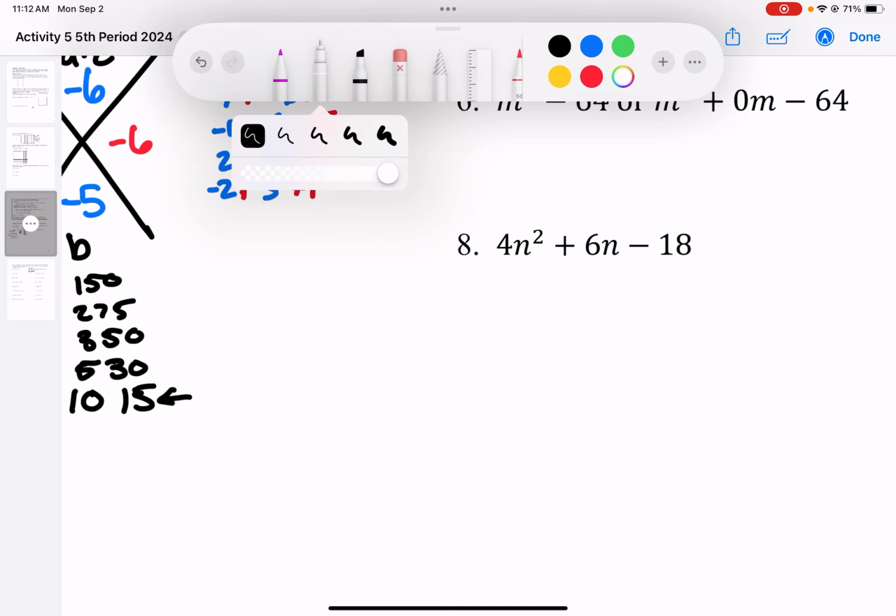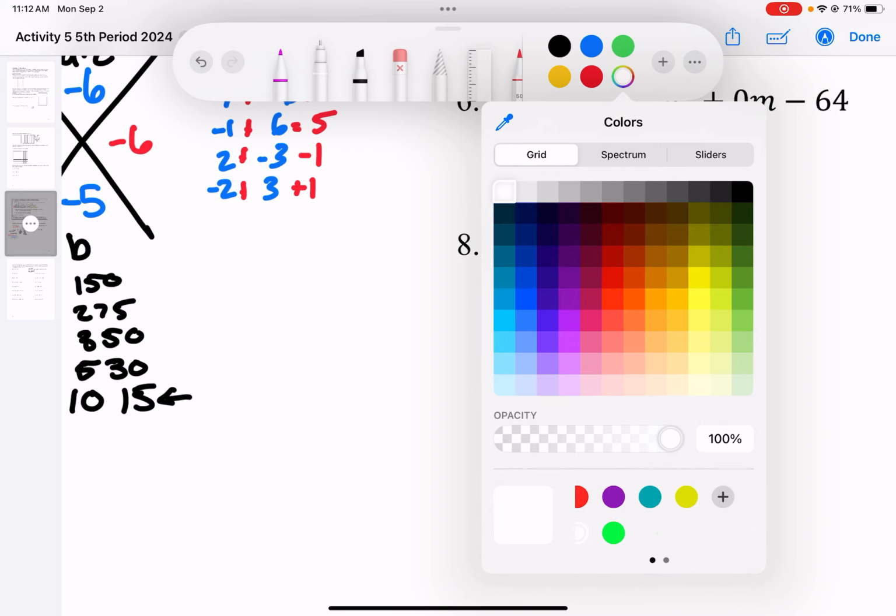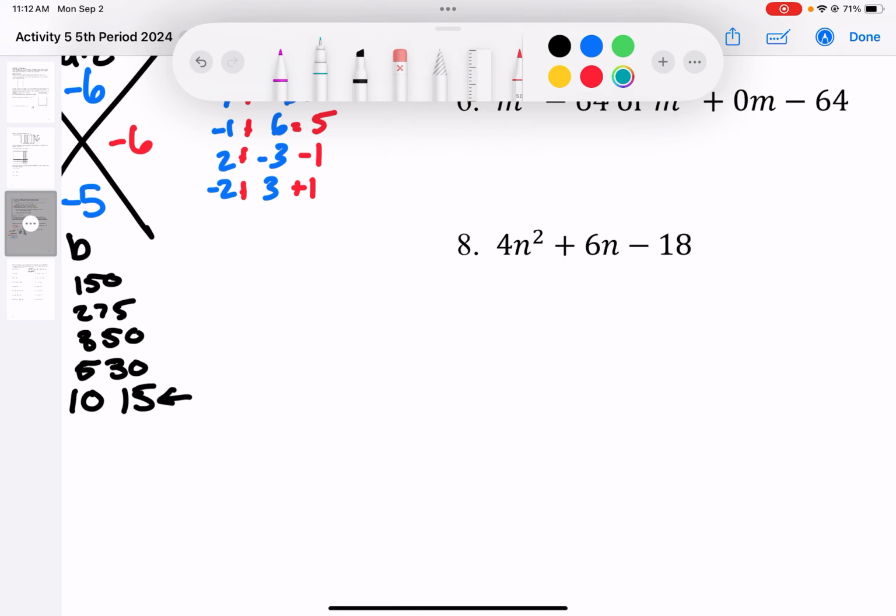Let's go back to small, and let's get this color. I like it. Okay, so another thing that we need to do is figure out if there's anything that we can factor out beforehand. Before we do the X method, we do need to find a greatest common factor, if there is one.